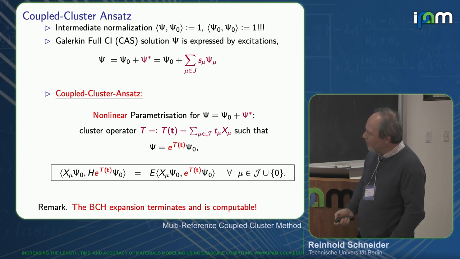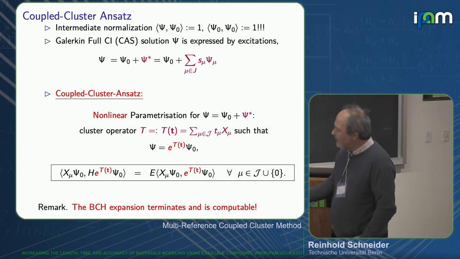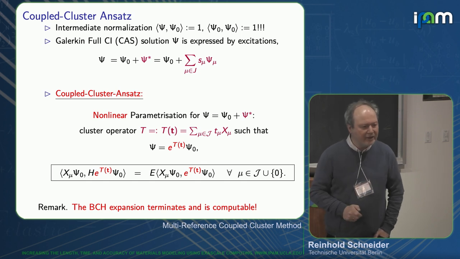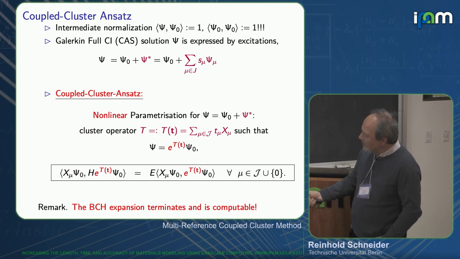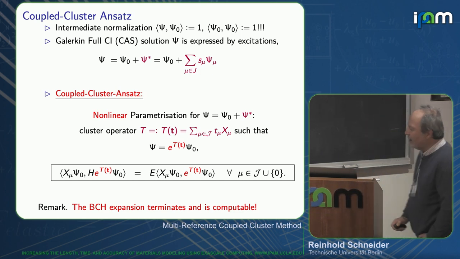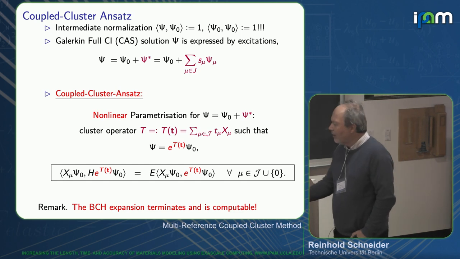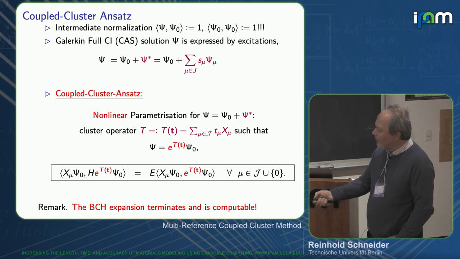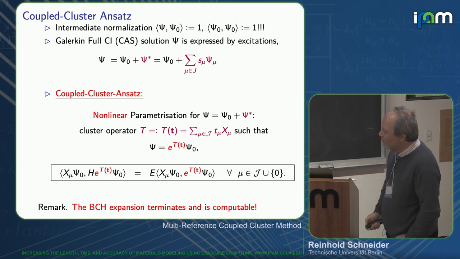But in this formulation, we can really introduce an approximation by saying, instead of using all possible excitations, we use only a few of them, say single and double excitations typically. And then we restrict the testing also only to single and double excited states. This gives you an equation for computing the unknown amplitudes T mu.